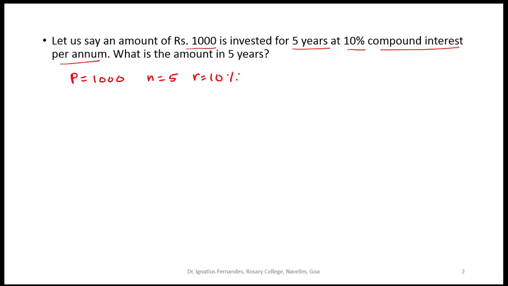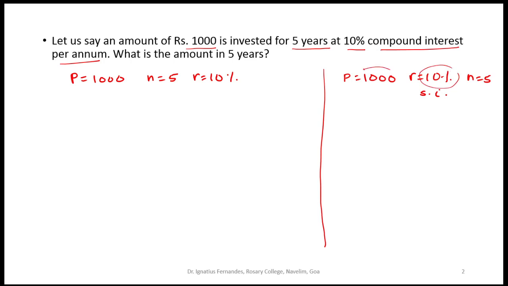Now recall that in simple interest, if we have this same amount 1000 at a rate of interest of 10% for 5 years, let us say this is the simple interest that we talk about, then what we do is at the end of every year we add 10% of the principal amount to the amount which is there at that point.